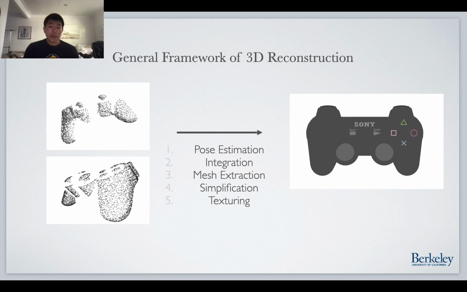For instance, given a sequence of RGB and depth images, steps have to be taken to find the relative position of all the images. Next, we need to perform integration, or merging the images together. Then we can perform mesh extraction, pulling out vertices and triangles from point cloud data. Finally, additional improvements can be made to the mesh, such as simplification or texturing.